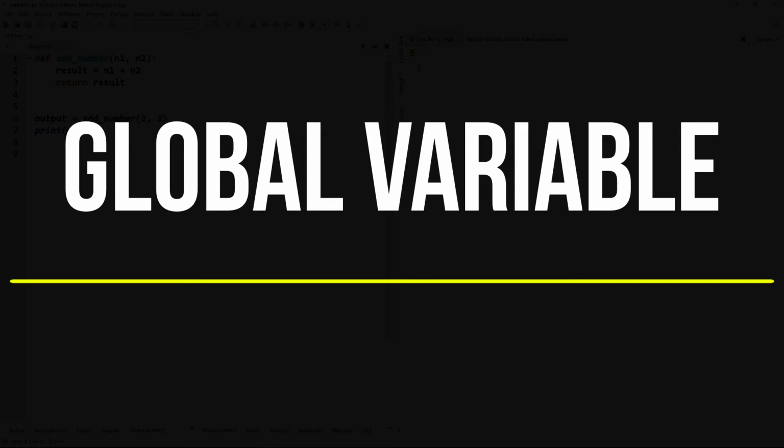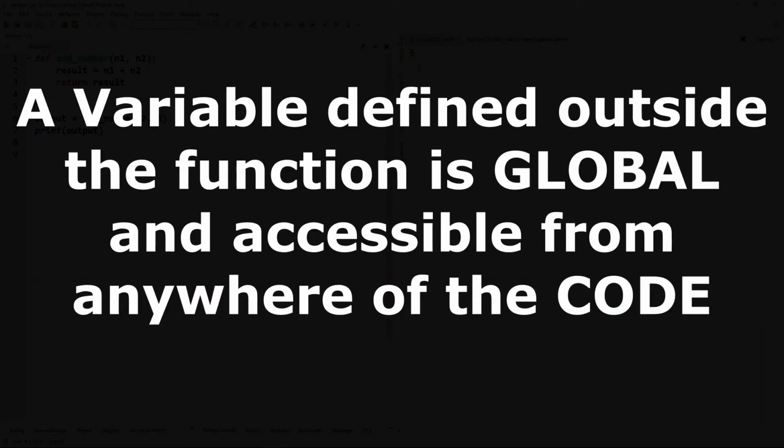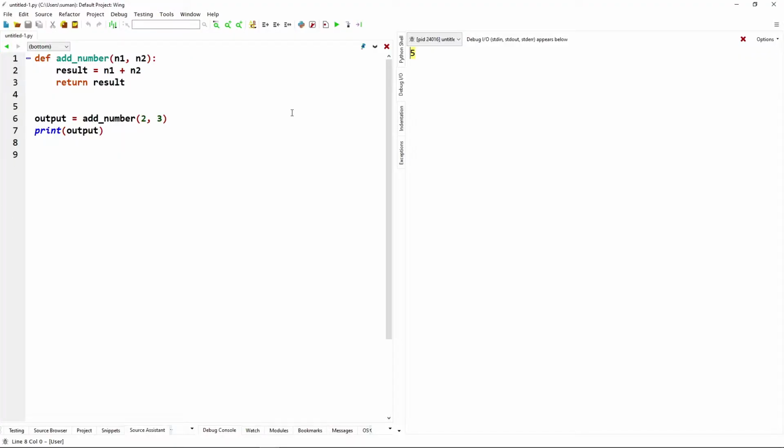Now what is a global variable? Any variable that is created outside of the function is called a global variable. We can use the global variable from inside and outside of the function. Let's check with the code. At first we are deleting all the code from here.